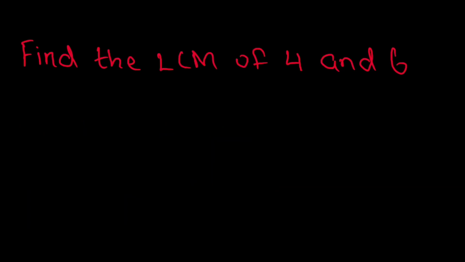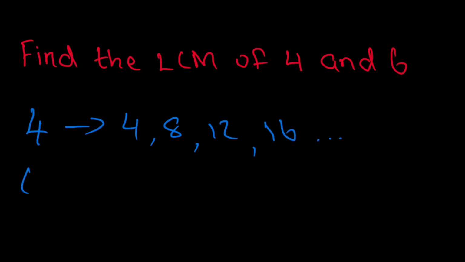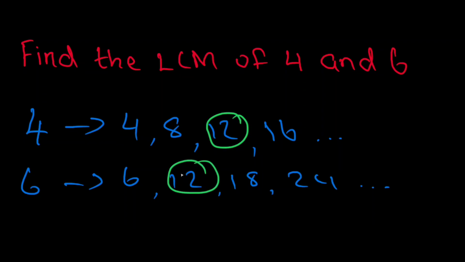Example 1. Find the LCM of 4 and 6. First, we list some of their multiples. The multiples of 4 are 4, 8, 12, 16, and so on. The multiples of 6 are 6, 12, 18, 24, and so on. The first number that appears in both lists is 12. So the LCM of 4 and 6 is 12. This is simple for small numbers, but can be slow for bigger ones.